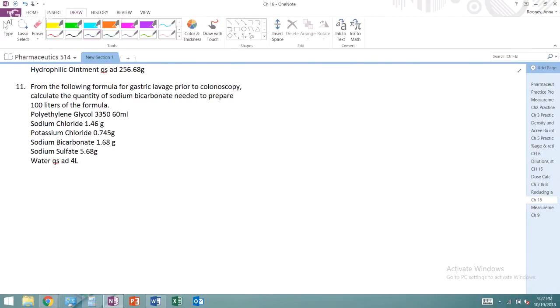Okay. For the following formula for gastric lavage prior to colonoscopy. So gastric lavage, if you don't know what that is, they stick a tube down your throat and they clean out your inside from the top down. They pump it full of stuff and then they pull it all out. It's not exactly the most pleasant process.